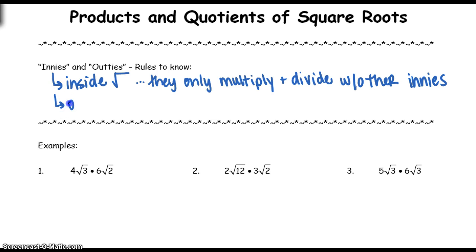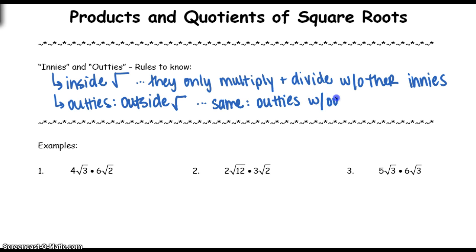And for outies, those are going to be outside the radical. And then same. Outies with outies, innies with innies, okay? All right, so it's not really something you'd see in a book or anything, but it's helped me in the past remember how to take care of radicals. So let's go ahead and practice some examples below.